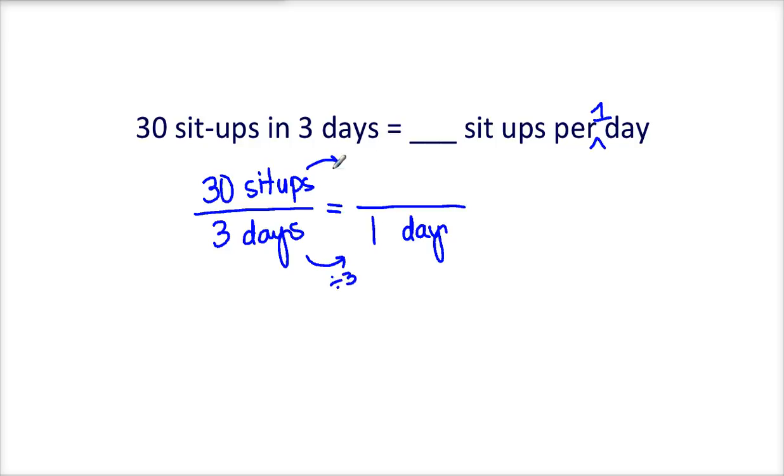So I'd have to do the same thing on top to keep things fair. 30 divided by 3 is 10. So 10 sit-ups. So this would be my unit rate because my denominator has a value of 1 unit, so 1 day. So my answer would be 10 sit-ups per day. And if you wanted to double check your answer, just remember to multiply and match cross products. So the cross product here would be 30 times 1 is 30, and 10 times 3 is 30. And since those numbers match, then I know that these are equal rates. So I know I got my answer right here.